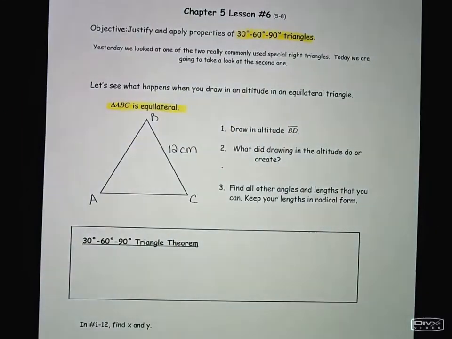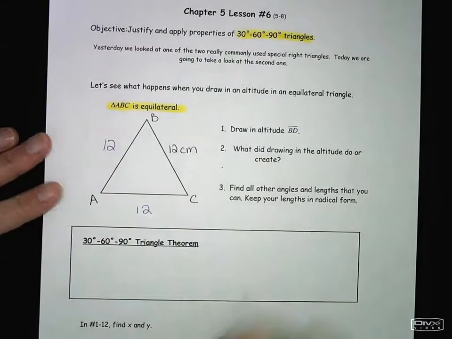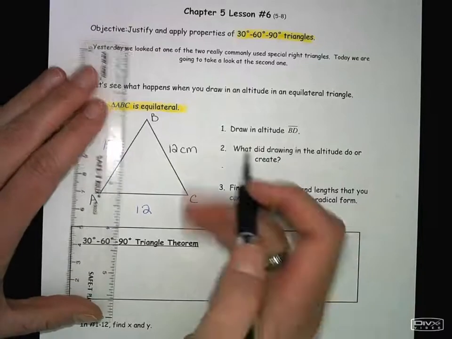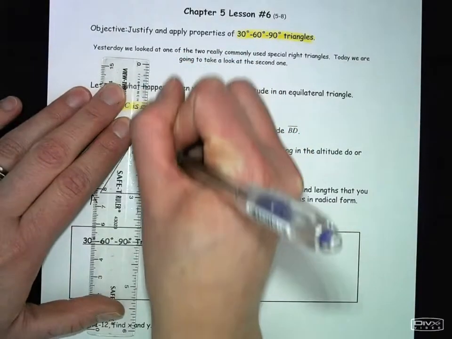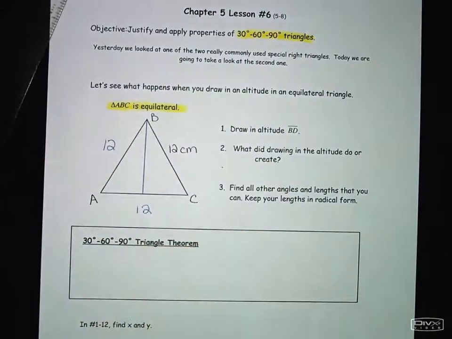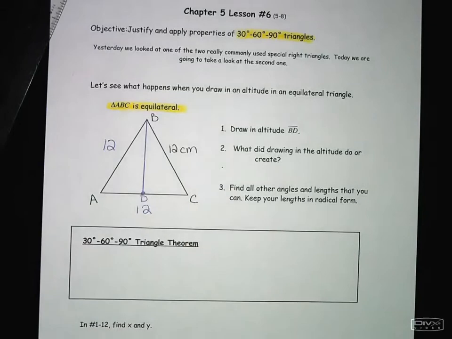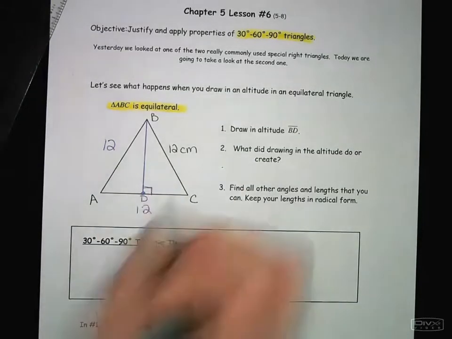So first of all, you should remember that an equilateral triangle is when all the sides are the same. Now it tells you to draw in an altitude. An altitude is basically a perpendicular segment, and it doesn't matter which vertex you use. I'm just using this one. I could have gone this way, but I'm just drawing this one because it's easy. So I drew in an altitude BD, and an altitude is going to make a 90-degree angle.